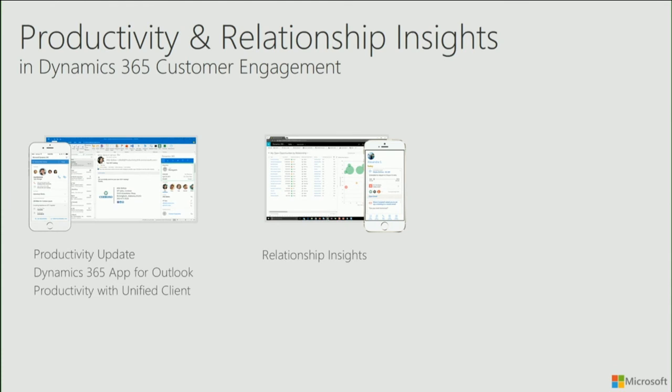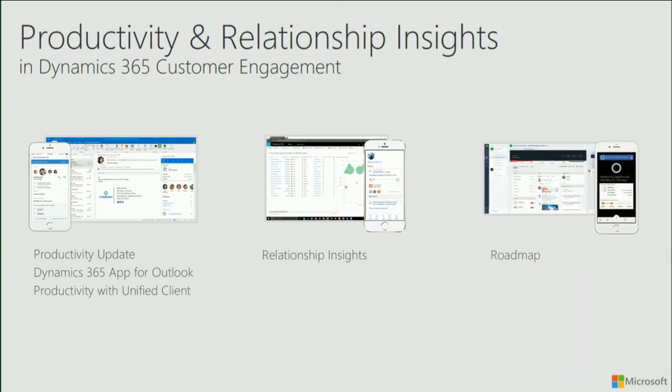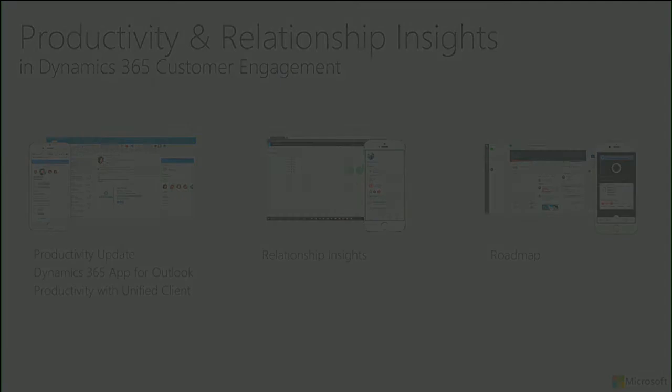So that's for relationship insights and 27 update. Now let's look at finally the roadmap. What are we on the roadmap?